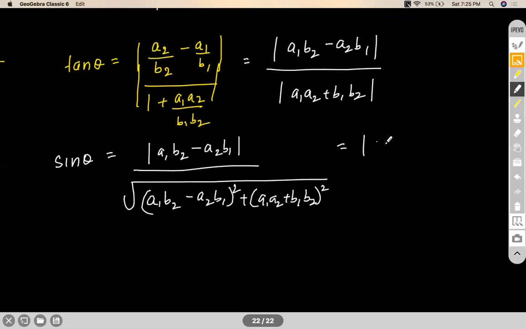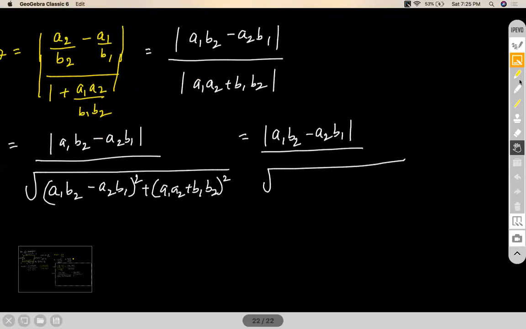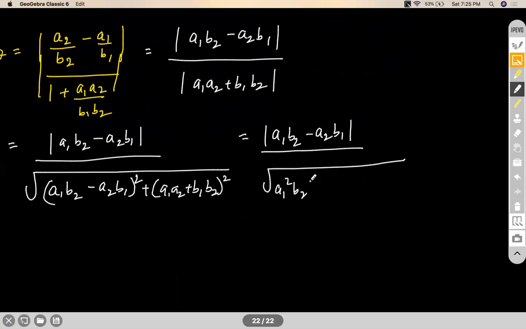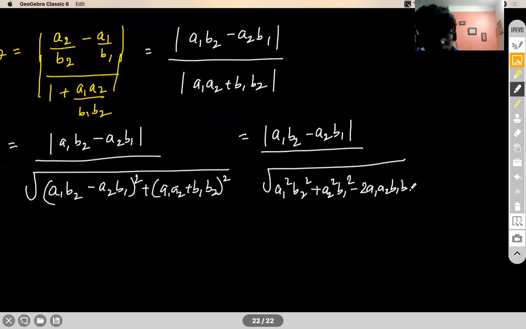So it's mod A1 B2 minus A2 B1. Here, if I open this square, I will get A1 square B2 square, A2 square B1 square minus 2A1 A2 B1 B2.